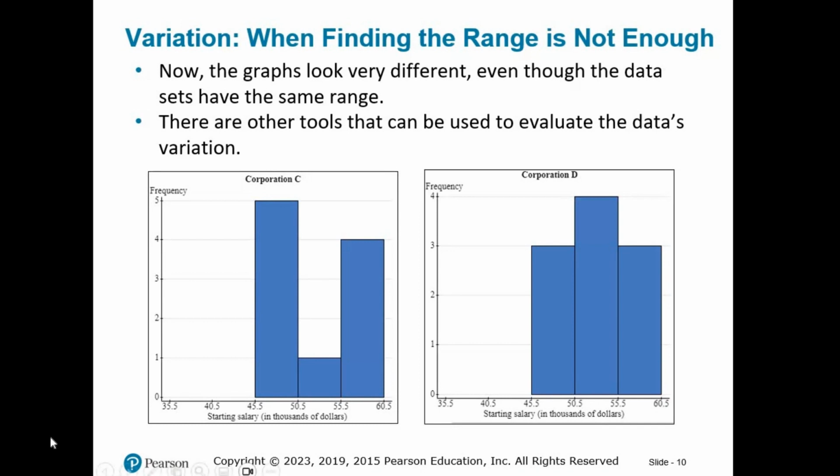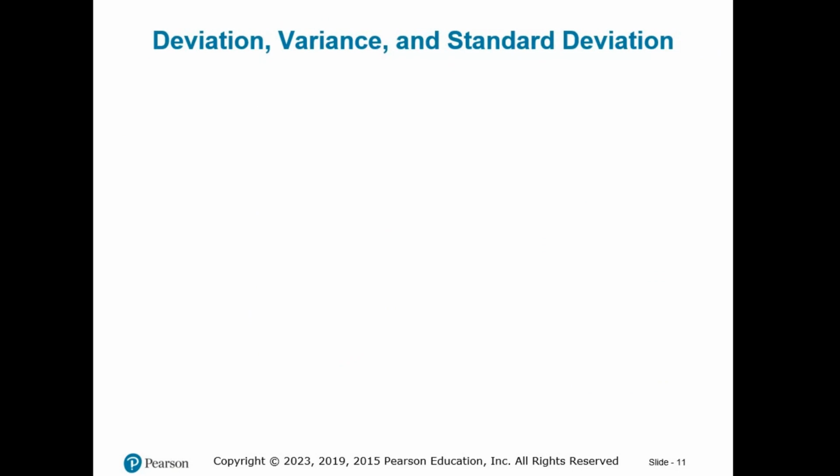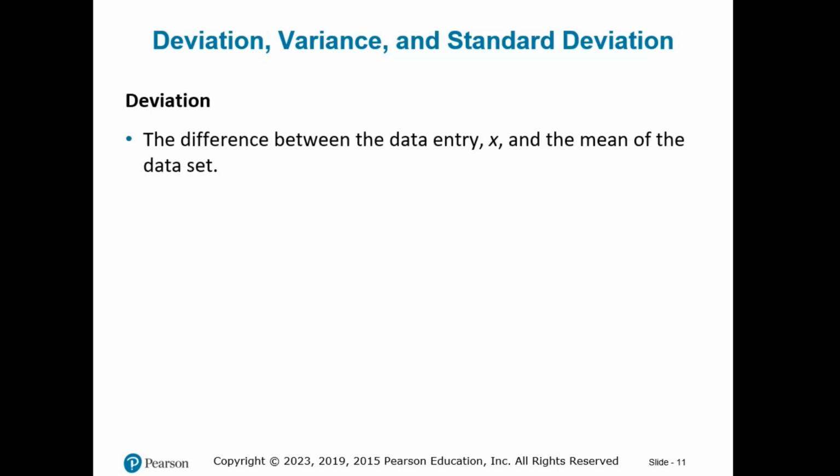So when finding the range is not enough, there are other tools that can be used to evaluate the data's variation. The measures of spread that do this, using all the data points in their calculation, are called the variance and the standard deviation. To develop their formulas, we need something called the deviation. The deviation is the difference between the data entry x and the mean of the data set. If the data set is the entire population, the deviation would look something like this. Deviation of x equals x minus mu.